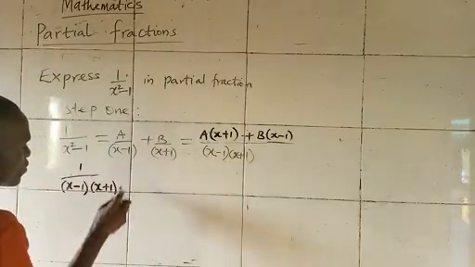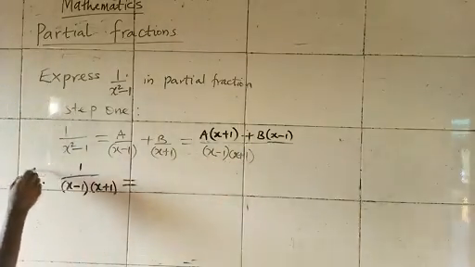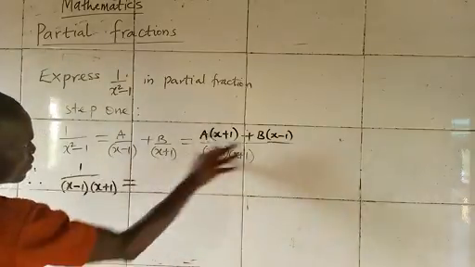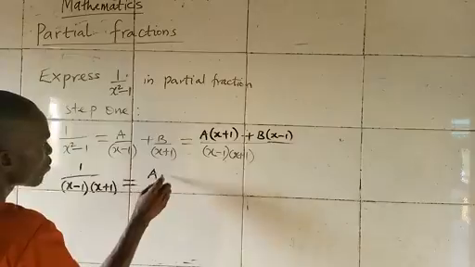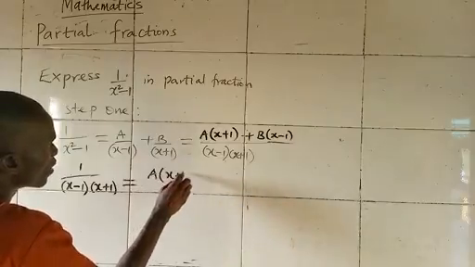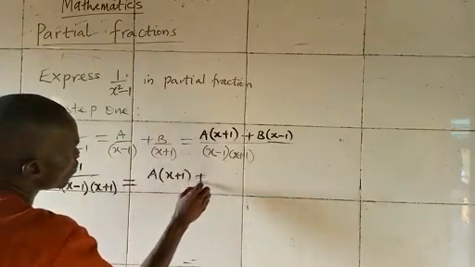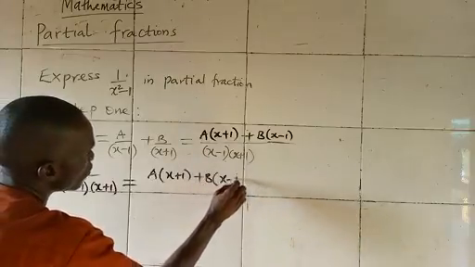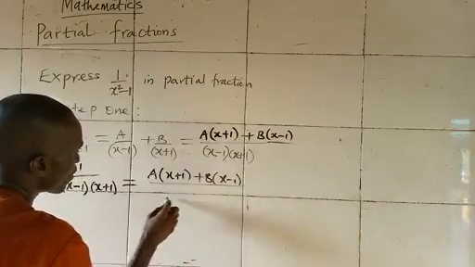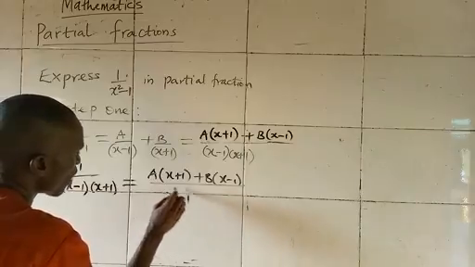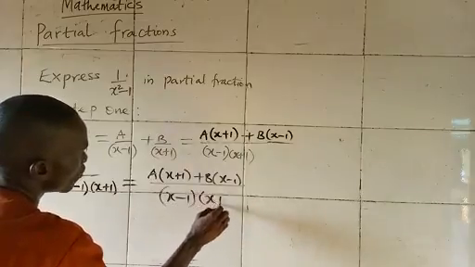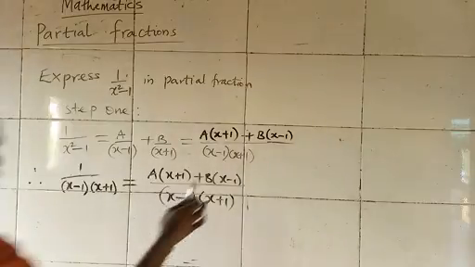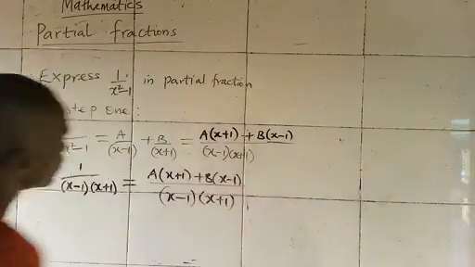The final note here is that this very one is what is giving us this. Because we have A, open bracket, s plus 1, and we have B, which is s minus 1, all over s minus 1 and s plus 1. That is what we have there. I hope you can see it very clearly. This is what we have here.